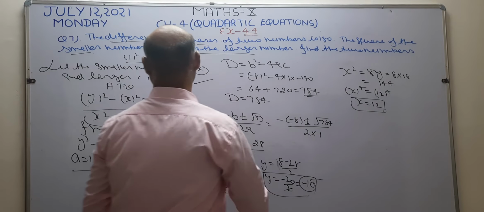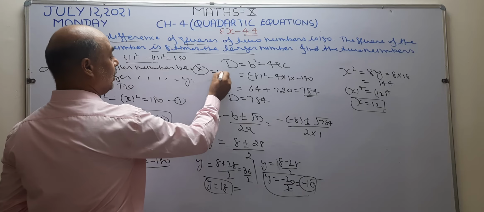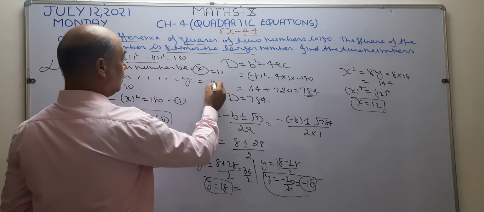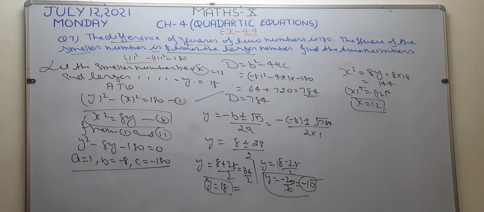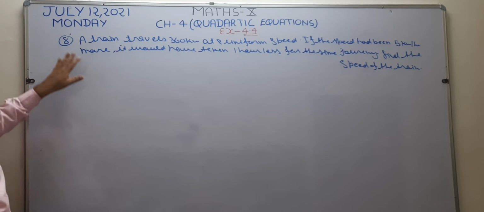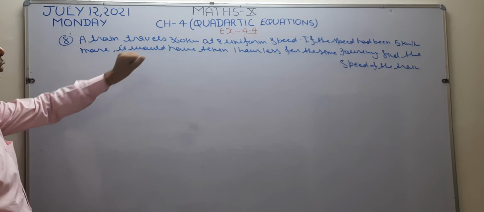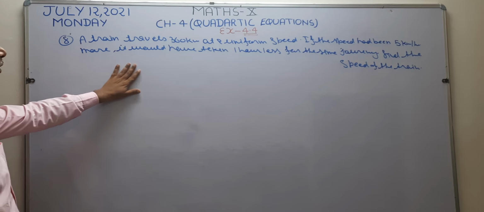So first side, the smaller side becomes 12 and the larger side becomes 18. This is the answer of this question. I hope it is clear to all. Now I want to solve question number 8 of exercise 4.4. I want to read the statement first.